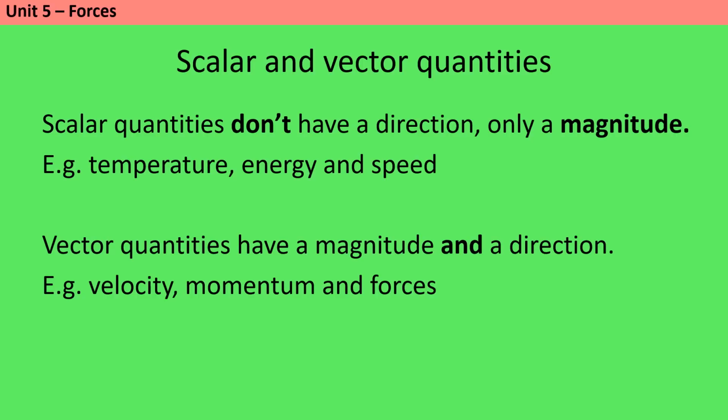Within physics, we like to separate quantities into scalar quantities and vector quantities. Scalar quantities are ones which don't have a particular direction, they just have a magnitude, or in other words, a size. So this includes things like temperature, energy, and speed. Then vector quantities are ones which have both a magnitude and a direction. So this includes velocity, momentum, and also forces.